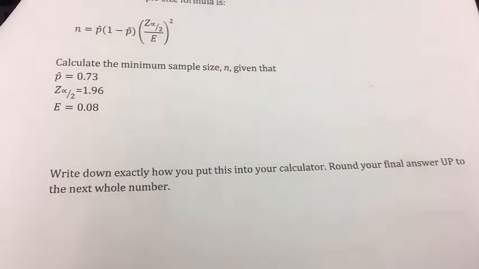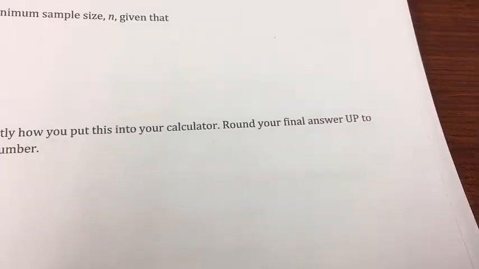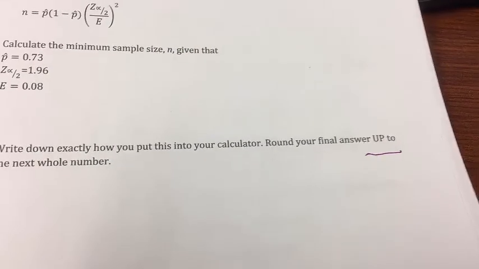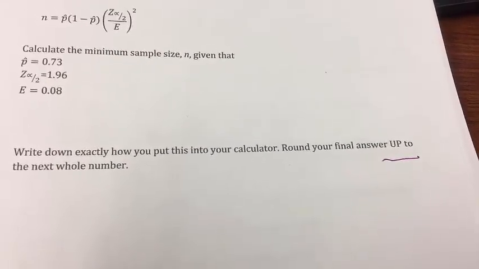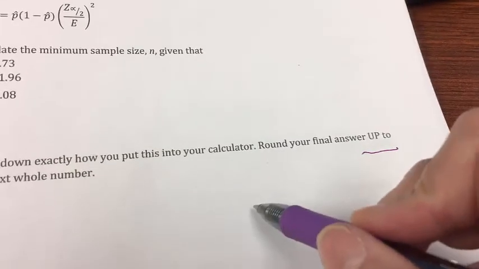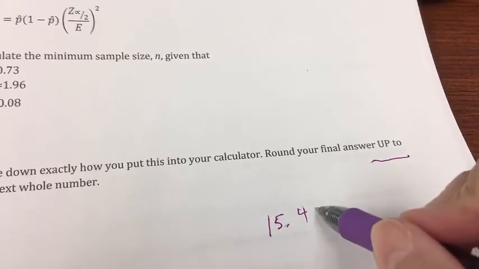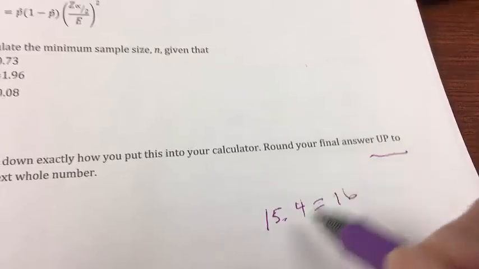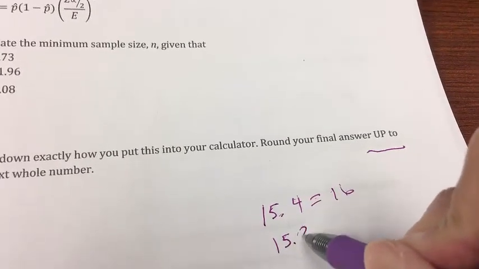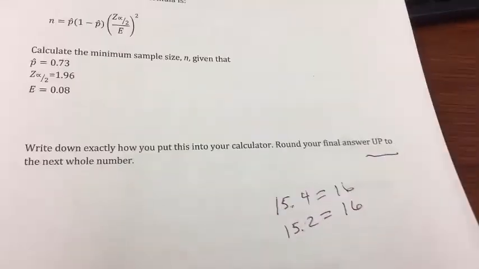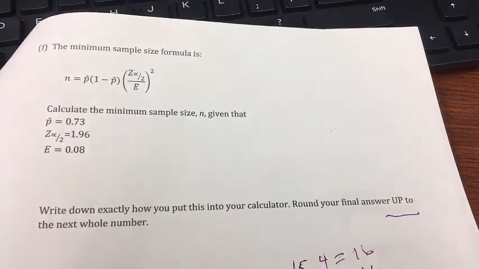Here's something else. Sample size. Notice this. Always round your answer up. You will not use your regular rounding rule of 5 or higher because you're doing a sample. So for instance, if I come out with 15.4, I'm going to round up to 16. Or if I come up with 15.2, I'm still going to go up to 16. Okay, in sample size only, and that's what this is for.